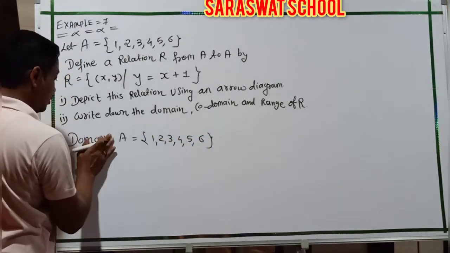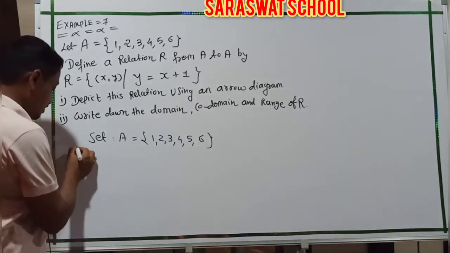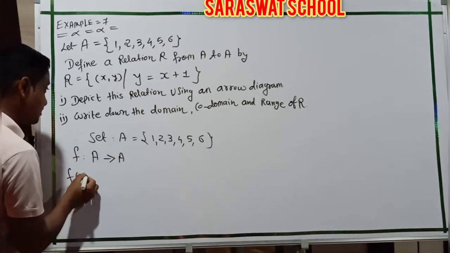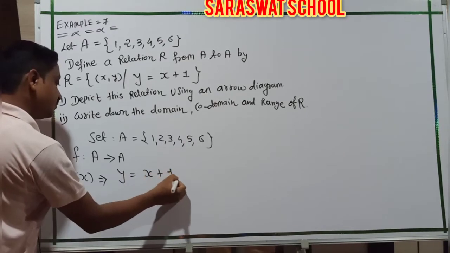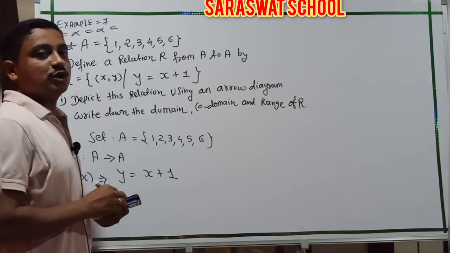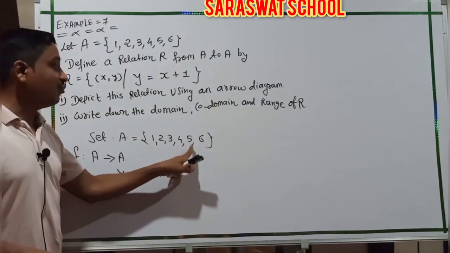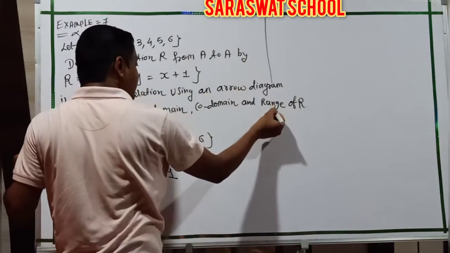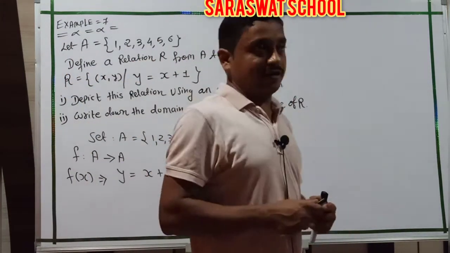Yes, the domain is itself 1, 2, 3, 4, 5, 6. I just find only set A and don't write down the domain separately. It is set A only. And the function is given from A to A. And our f(x) is given as y is equal to x plus 1. So I slowly apply our values 1, 2, 3, 4, 5, 6 inside and find the value of y. And after that I define our arrow diagram.